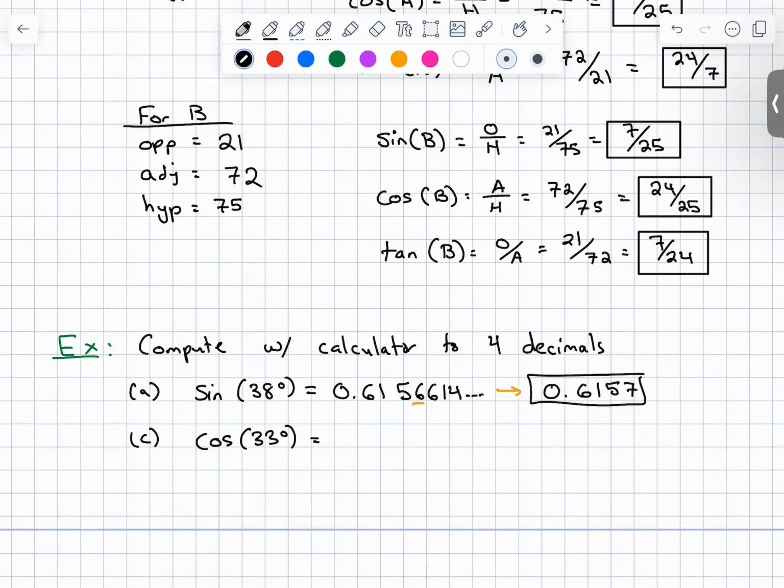Cosine of 33 degrees, you should get 0.838670 on and on forever. Looking at its 4th digit, which is a 6, and a 7 is right next to it. So we will round up. We'll round up to 0.8387.